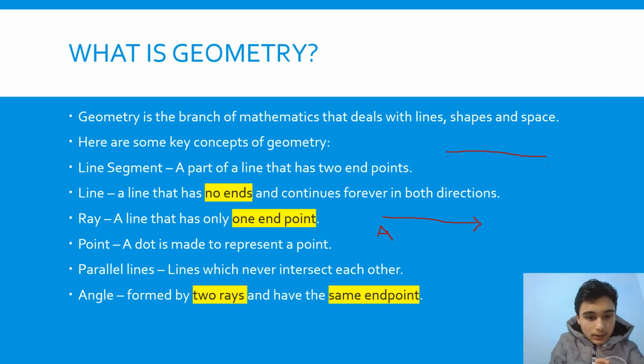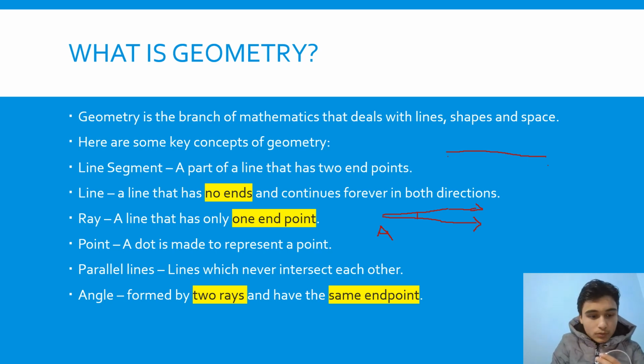Now next is angle. So angle is having two rays and the same endpoint. Like I make an angle. Sorry for my wrong angle. Okay, now suppose this is an angle. This is an acute angle, and so it is having two rays, we can see, and the same endpoint. Like see, this is A, this is B, and this is C. So A is the same endpoint of B and C.